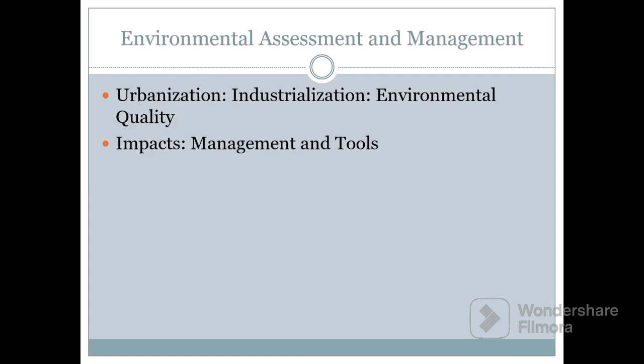The last chapter is about environmental assessment and management. Environmental assessment and management means that we have to assess the problems in our environment, and then we have some tools to manage those problems. Like if we have an issue of solid waste, we have a tool like incineration, like landfill. These are management, and solid waste is issue, and incineration is our management. We study in this chapter about environmental problems and their management techniques and tools. Like urbanization, industrialization, environmental quality, and impacts and management tools.